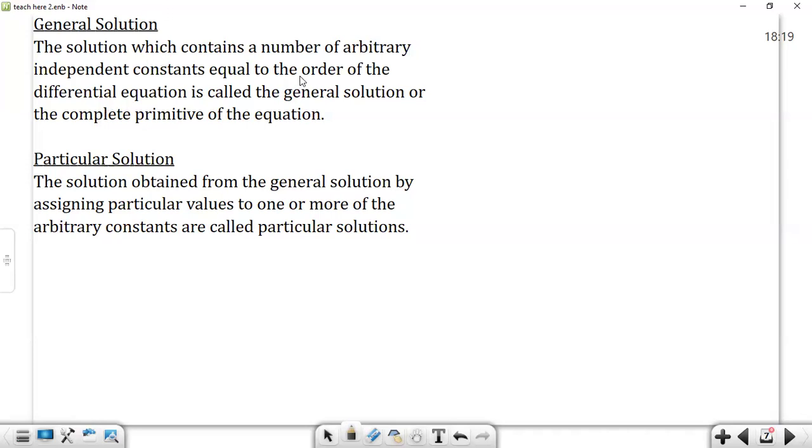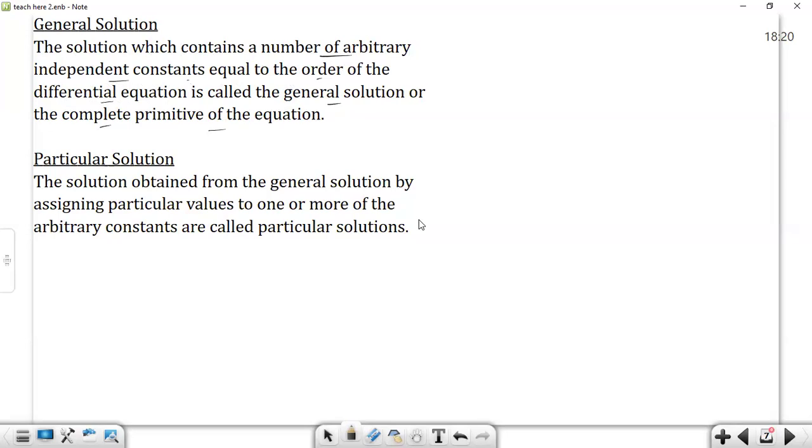The general solution will have arbitrary constants. The solution which contains a number of arbitrary independent constants equal to the order of the differential equation is called the general solution or complete primitive of the equation.